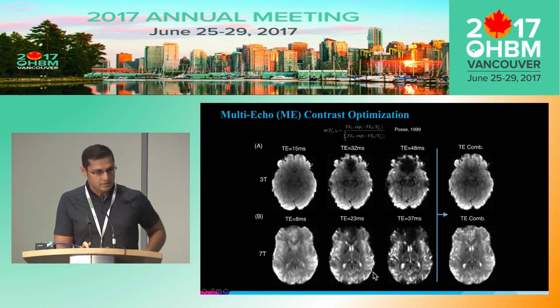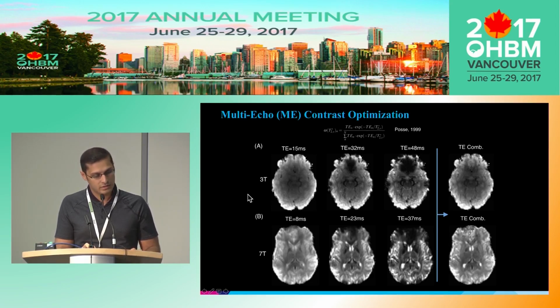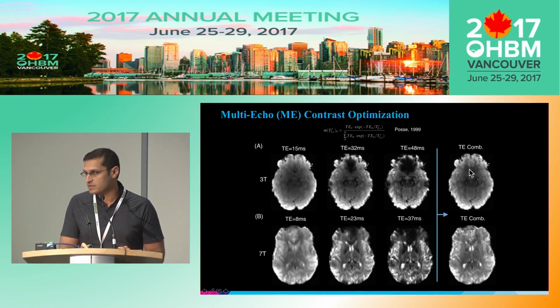In addition, separate from that, a very important use of multi-echo data is contrast optimization. So here are two rows of images, one acquired at 3T, the other acquired at 7T. Each column represents a different echo time. Optimal combination is the process of, there are a few different combination schemes. There's one from Posse in 1999, which is called optimal combination. You can combine the images of different echo times to compensate for susceptibility artifacts.